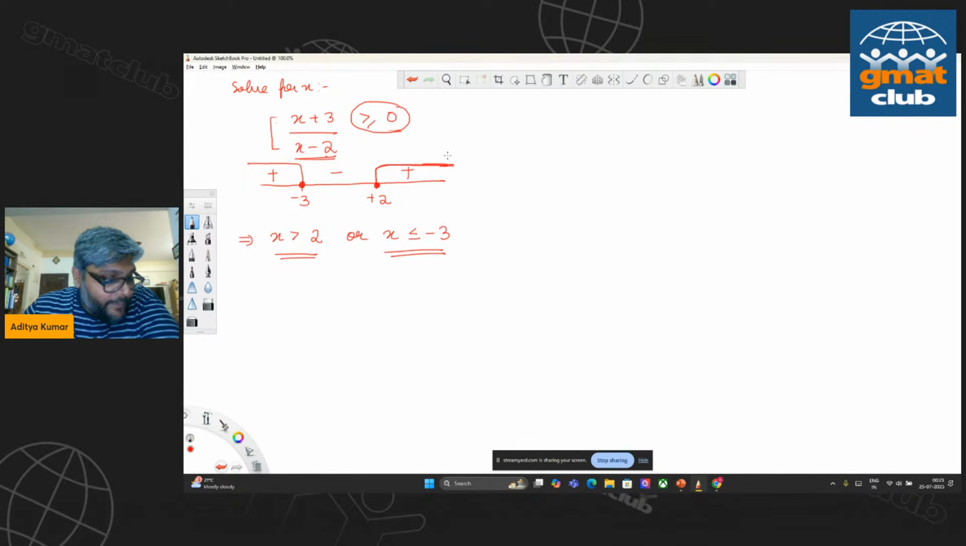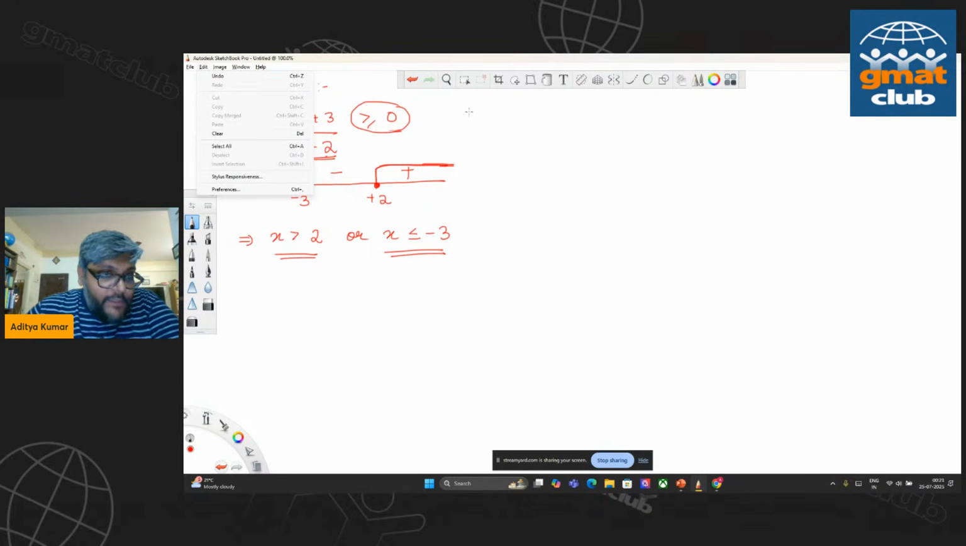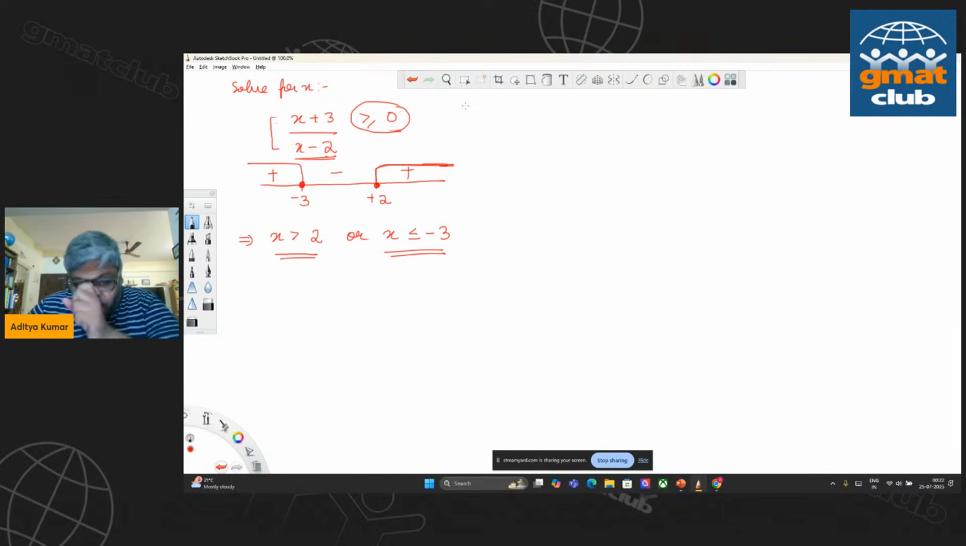Correct? Got it? Guys, those who are putting greater than or equal to 2, I cannot include the 2. I have to discard the solution that makes my denominator 0. That is the only extra step I have to do when it comes to working with divisions like this. All right? Any doubts on this? It's very important that you understand this. Any doubts?